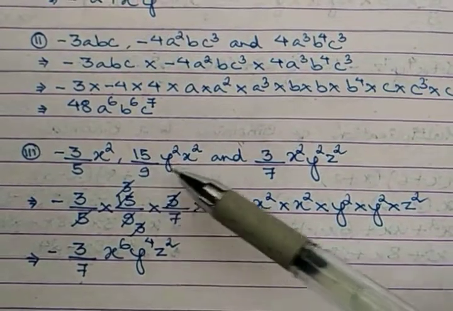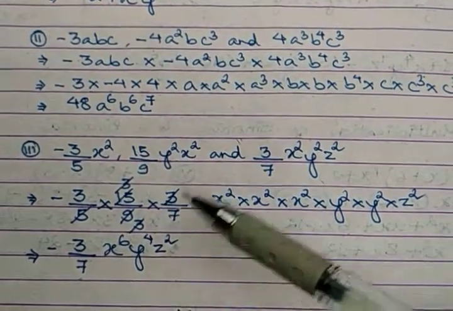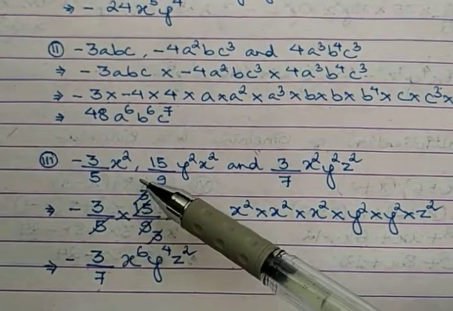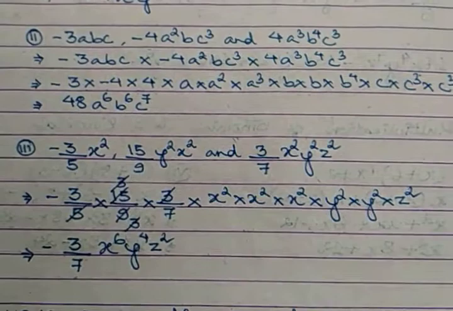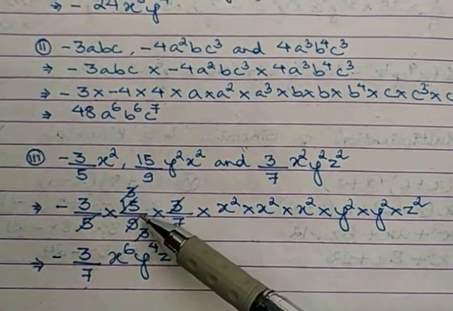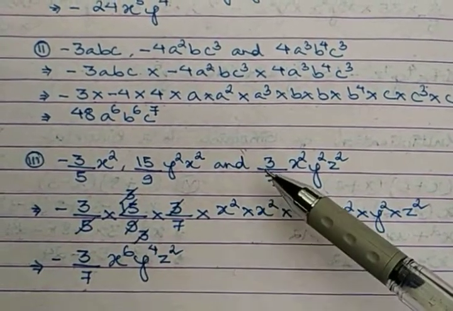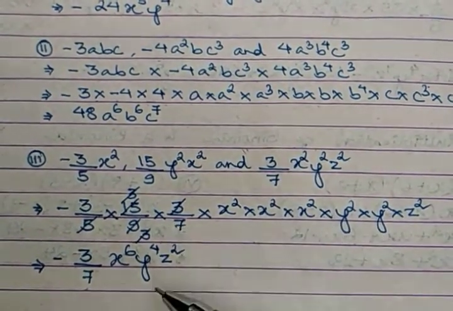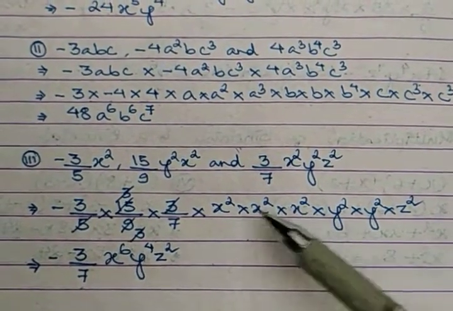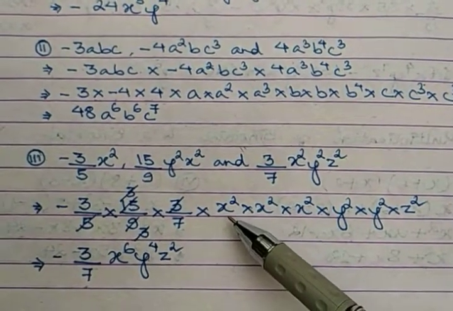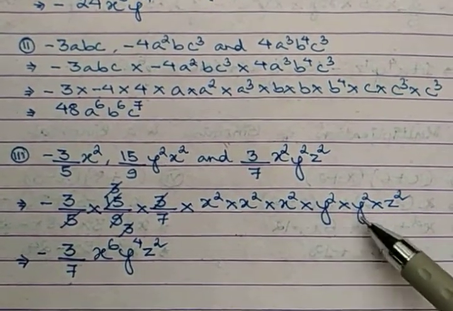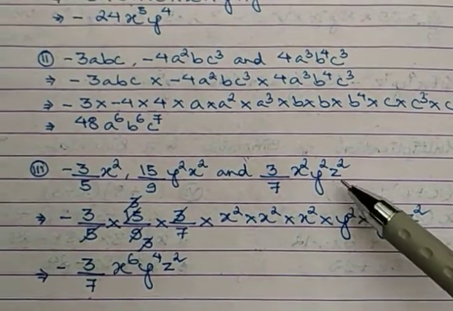On the second line, what I have done here is I've started arranging the terms. See, 3 by 5, minus 3 by 5 out here, into, I know we need to write multiplication, we are doing the multiplication, so into the constant term of the second term. See, I have directly placed here 15 by 9. And I have directly placed the constant term of the third term as well, into 3 by 7. Then after that, I am just directly arranging the like terms, same variables first. So arranging the same variables, x squared, x squared, x squared, then y squared, and finally we have z squared here from the third term.